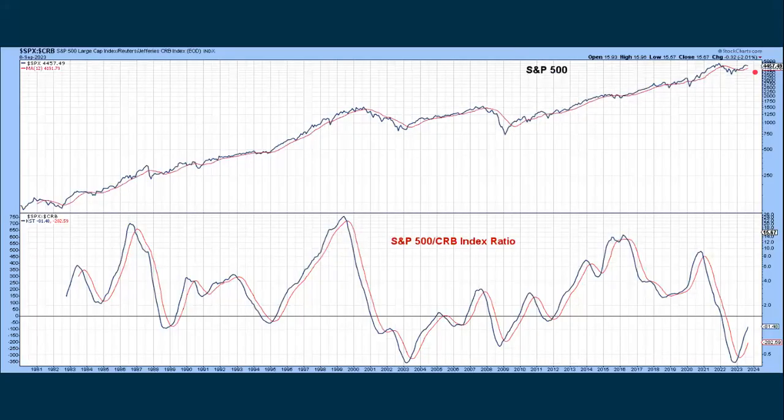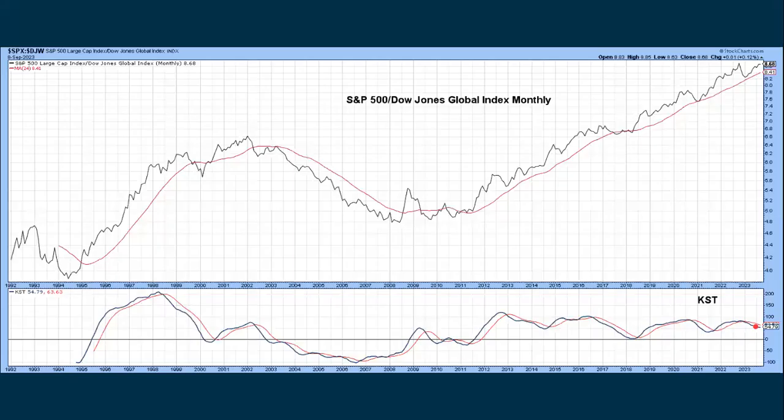Then we compare the S&P with the CRB index. Even though we're seeing some weakness in the S&P and strength in the CRB, longer term, the S&P is still outperforming. We look at the S&P and compare it with a global index where we're above the moving average and advancing. We're seeing a little bit of a contradiction here where the KST is showing this declining. I would pay more attention to the price chart and the moving average.